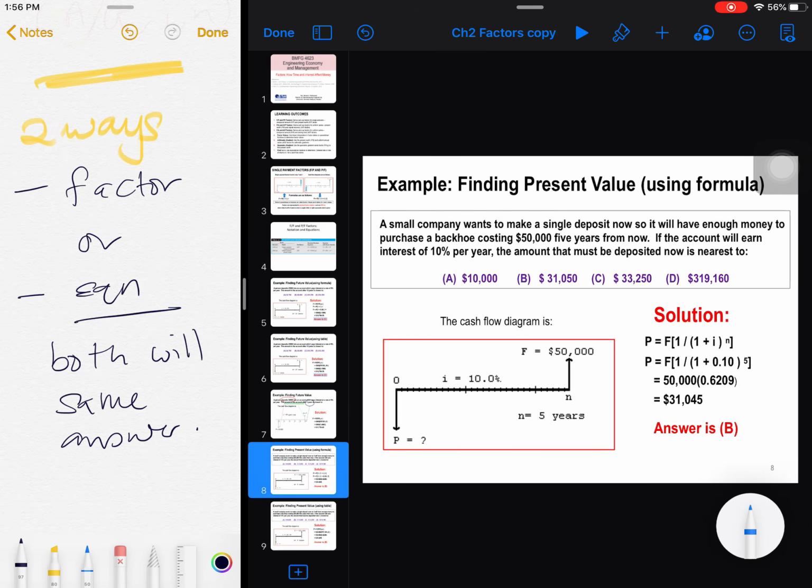Okay, another example, you can find the present value using the formula. First of all, when you have this kind of question, it is always safe to draw a cash flow diagram where P is always showing down, F always showing up. So from this question, you are given F equals $50,000, right? And how many N is given to you?